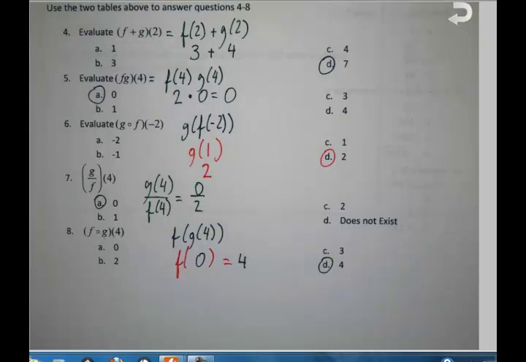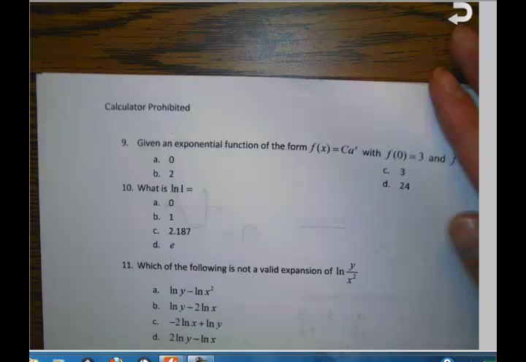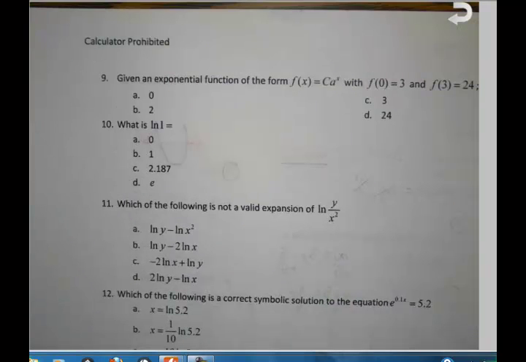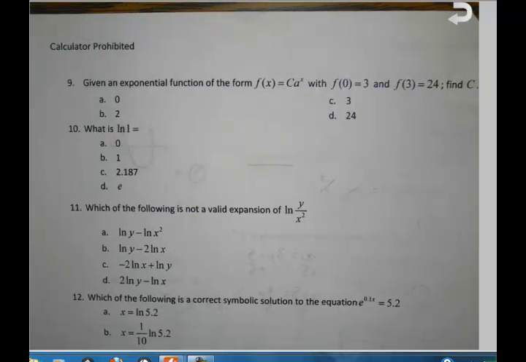And that's how you do the first 8. Now let's take a look at the back. So you were given an exponential form.